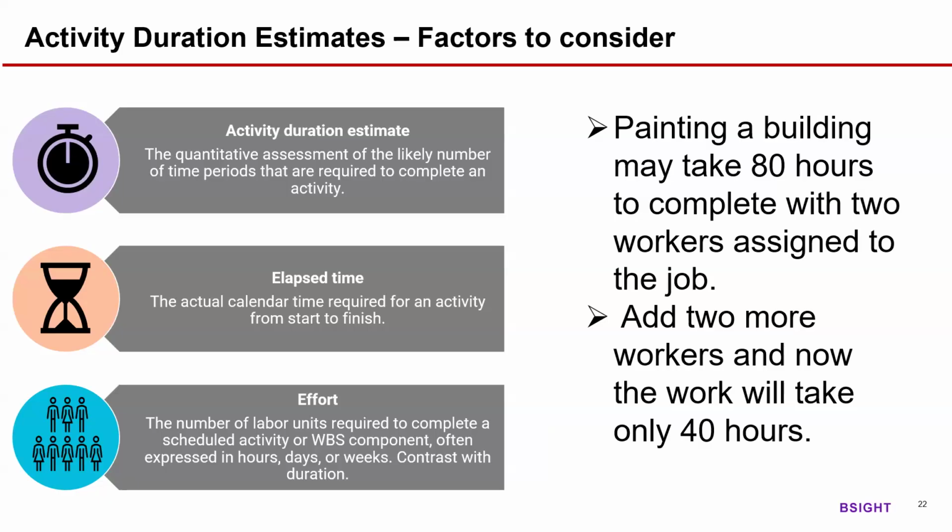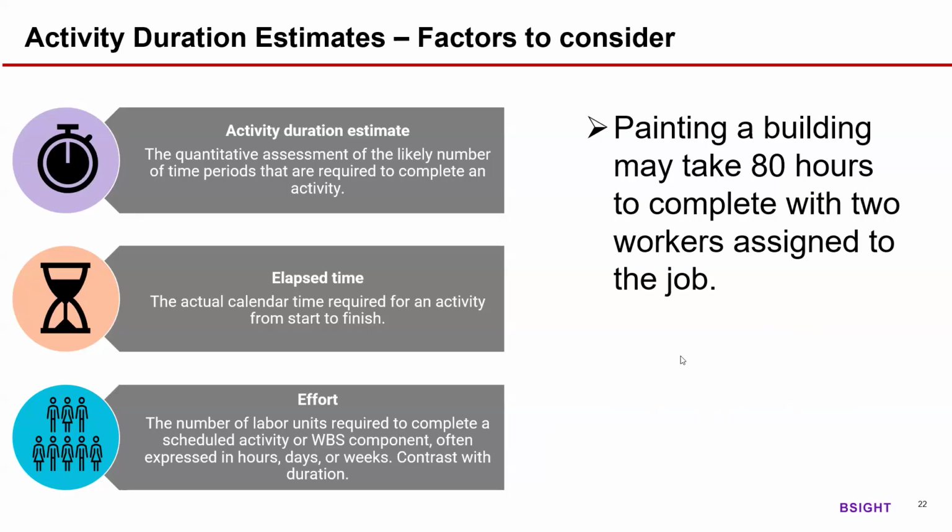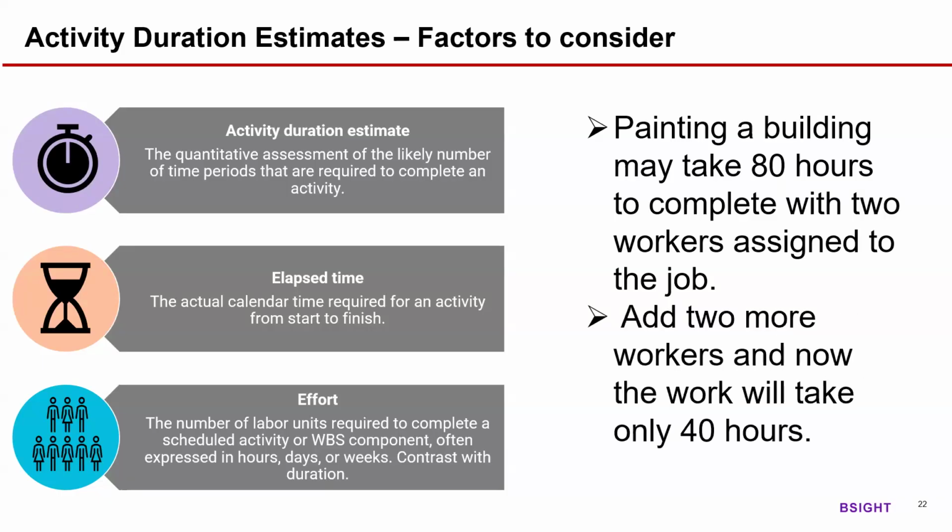So what is the duration of the activity? We have, okay, 80, 40, 40, 80. Again, the duration is directly given in the second sentence. It says, after adding 2 more workers, now the work will take only 40 hours. So duration of painting activity is now 40 hours. I'm talking about the second statement now.